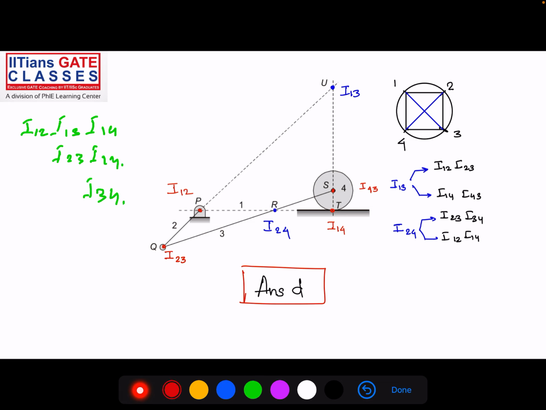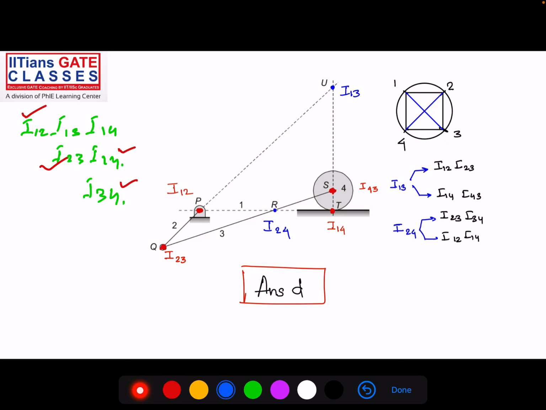Let us see which instantaneous centers we already know. We know 1 and 2, the turning pair. We know 2 and 3, again a turning pair. We know I14: the disc is rolling over a fixed straight line, so the point of contact is the instantaneous center. I14 I know. I also know I34, because again it is a turning pair.